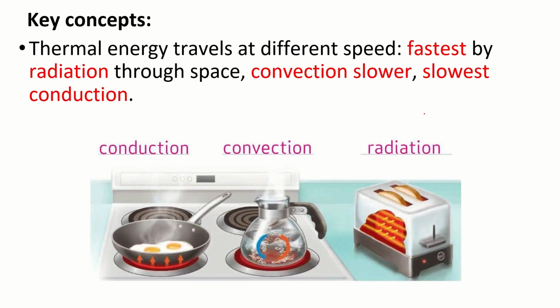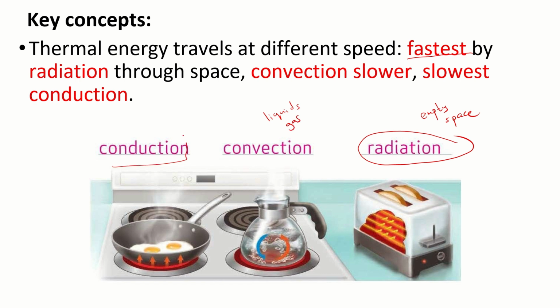Heat transfers thermal energy. Now we're going to talk about the speed that it transfers at. So radiation, because it is moving through empty space, is very fast. It is the fastest by radiation because it travels through empty space. Convection travels in liquids and gases, so it is also fast.